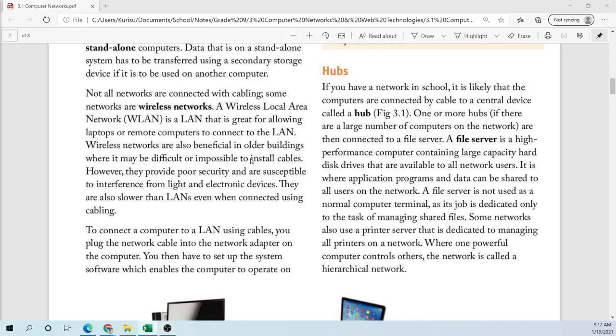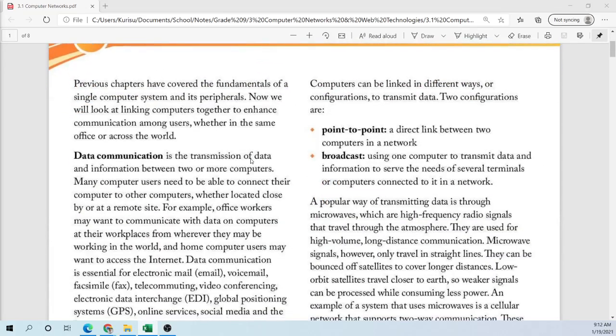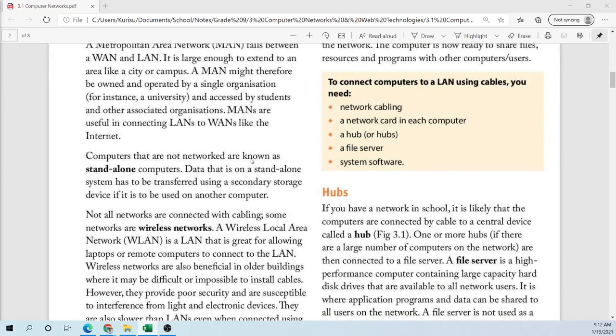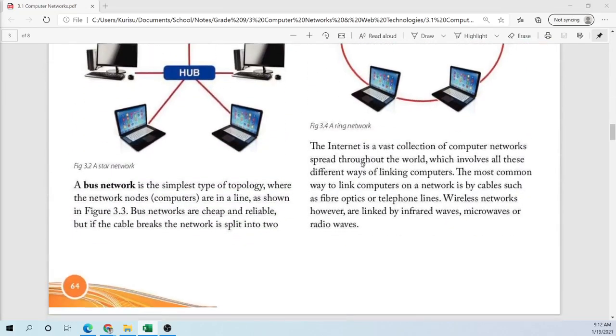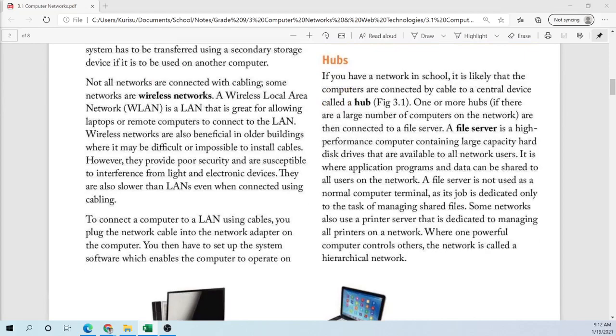Alright, so we are continuing chapter 3.1. We're still under computer networks. We're still looking at what is a network, what makes up that network, and so on. We would have finished last week's class by looking at what are some needs to make a network. We need cables, we need a network card, we need a hub, a server, system software, and so on. So we're going to look at more what is a hub and the other requirements.